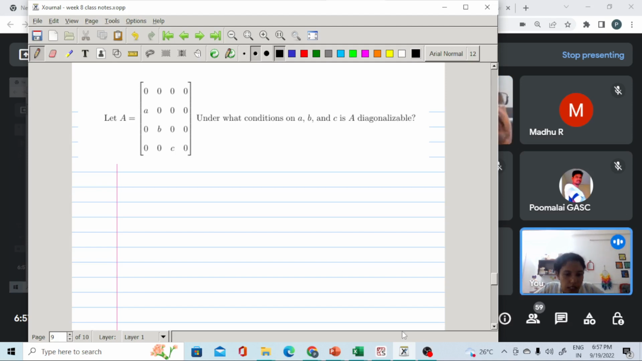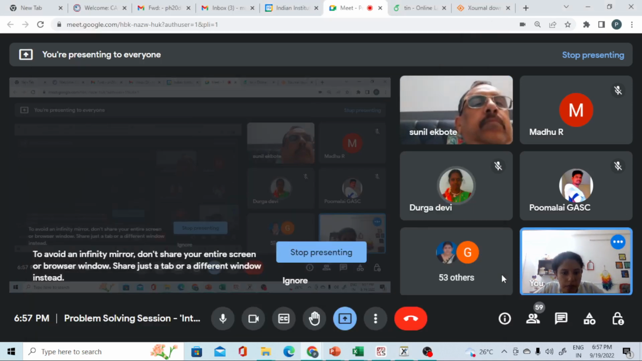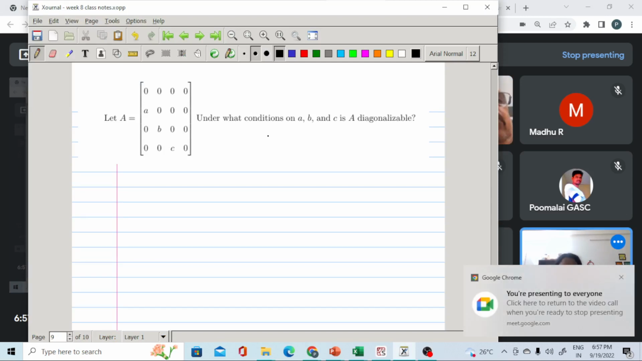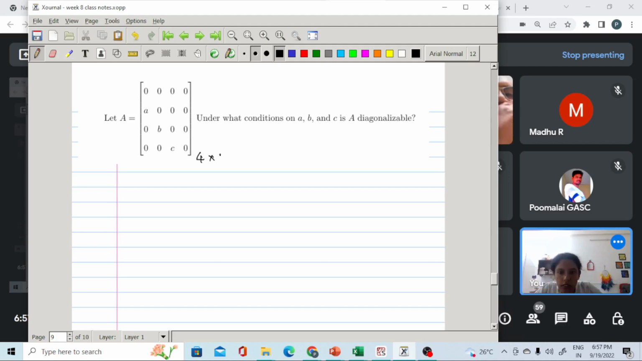Now let's go to the next problem. The question is, given a matrix A, a 4 by 4 matrix, under what condition on a, b and c is this A diagonalizable? We need to find the values of a, b and c such that this matrix A is diagonalizable. For that, first we will start with the characteristic equation.